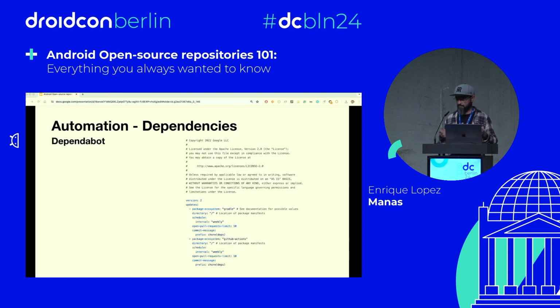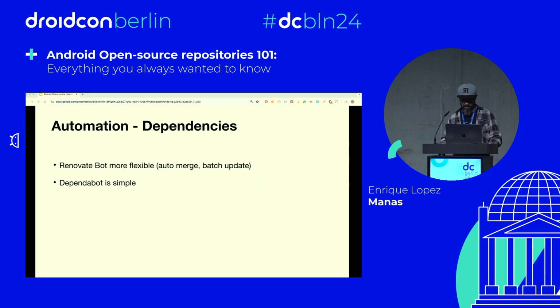And the setup is fairly simple. You can define for both Dependabot and Renovate Bot the interval that you want to have, whether it's weekly, the maximum amount of pull requests that you want, the commit message, how you want to prefix it. You can group packages. So sometimes you might want to exclude some packages, include other ones. It's flexible in this regard. Renovate Bot, I think, is more flexible, allows things like auto-merge, batch updates, and Dependabot is a little bit more simple. In my opinion, both of them do a good job.